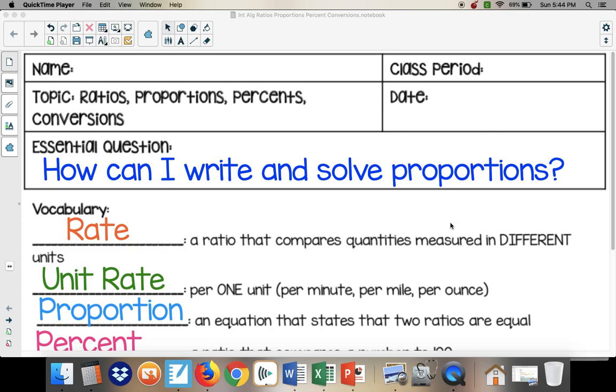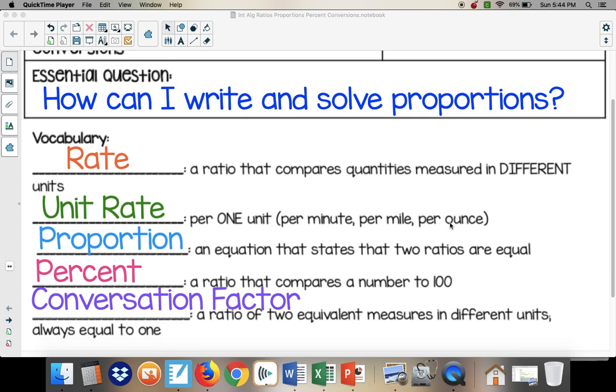So the essential question for this is, how can I write and solve proportions? And here are the 5 vocab words. Rate, which is a ratio that compares quantities measured in different units. A unit rate is where you are converting it down or simplifying it down to 1 unit, where you do amount per minute, amount per mile, amount per ounce. Proportion is an equation that states that two ratios are equal. A percent is a ratio that compares a number to 100. And then a conversion factor is a ratio of two equivalent measures in different units, always equal to 1.